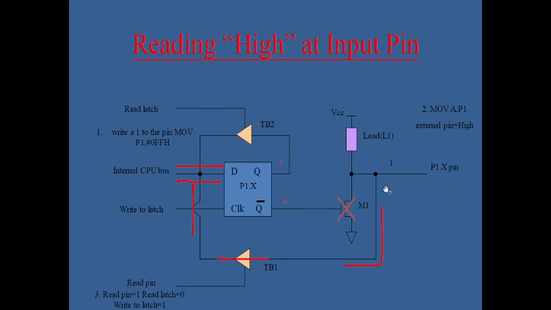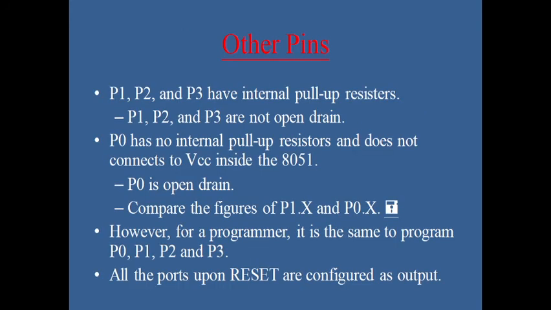When the pin is 1, that is high, this MOSFET will be turned off and this will be turned on. Then it will activate the read pin. This 1 will be transmitted through this transmit buffer, applied to the D flip-flop, and given to the internal CPU bus. At the same time, whenever it is 1, Q becomes 1 and that will read the same. Like that we can read the data and write the data.